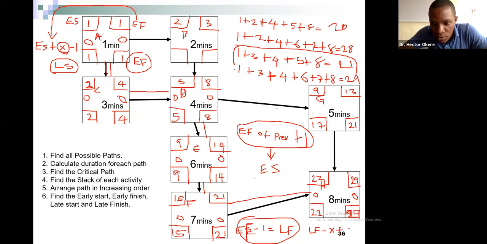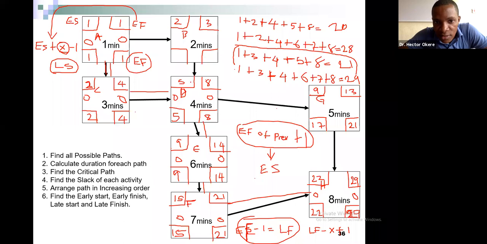X plus 1. So 21 minus 5 is 16, plus 1 is 17. All right. So we use the same formula for this empty box.